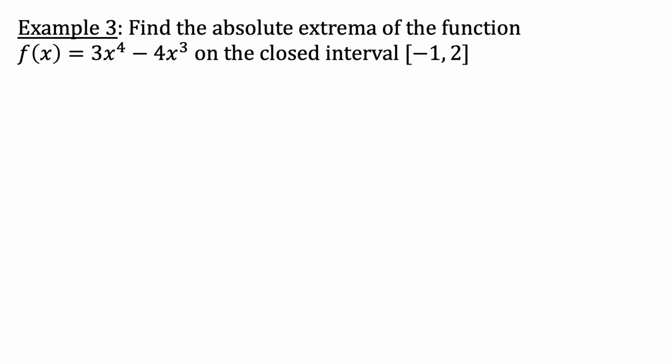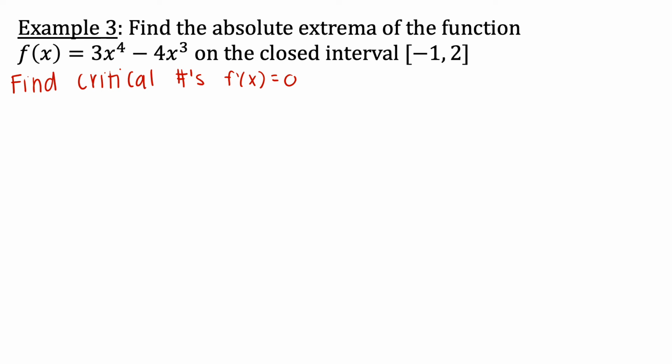Okay, example 3 is very similar. Here we are finding the absolute extrema of the function f of x equals 3x to the fourth minus 4x cubed on the closed interval from -1 to 2. So we're going to use that same process. Let's start by finding our critical numbers. And hopefully you have a good hang of this so far. There's no real denominator, so we can just look for where our derivative is equal to 0.